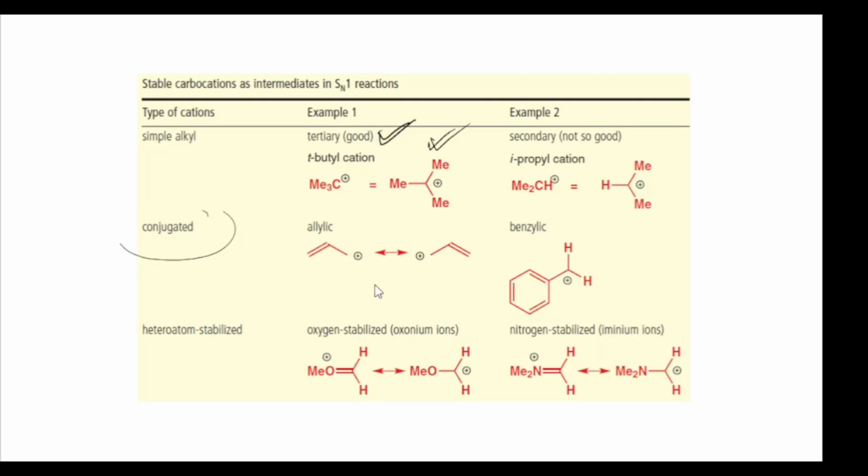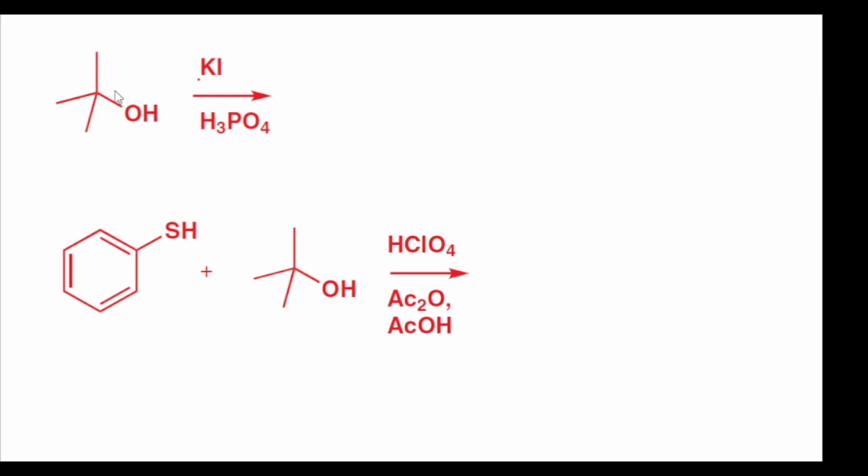Then conjugated: we saw that the rate of reaction is very high for allylic or benzylic alcohol. This is because of the resonance effect, it will happen like this, and here like this. Then heteroatom stabilized, and we only just saw an example of this one. If a carbon has a heteroatom which contains a lone pair, this is going to be very good in case of SN1 reaction. Now we'll solve some problems.